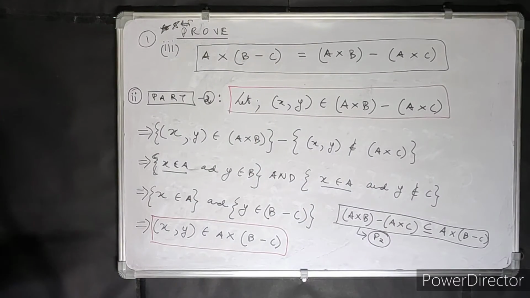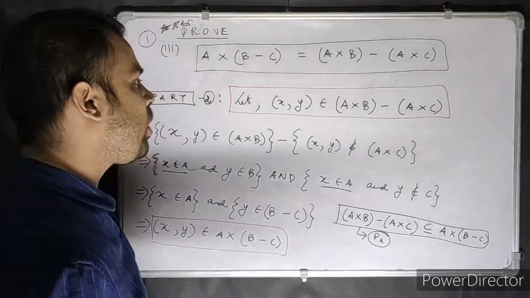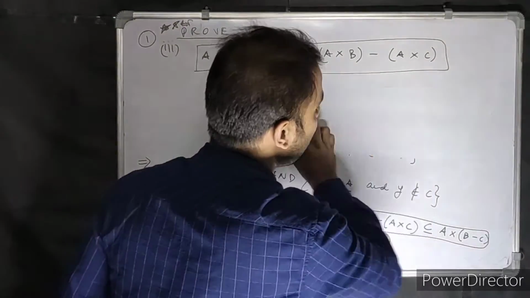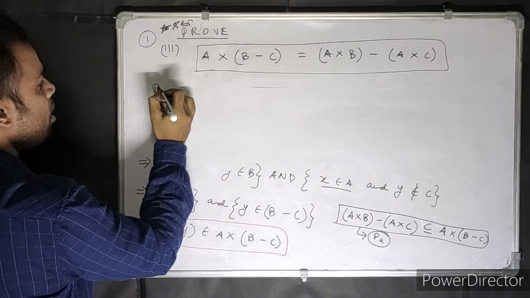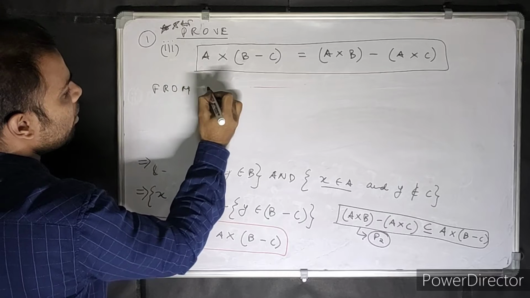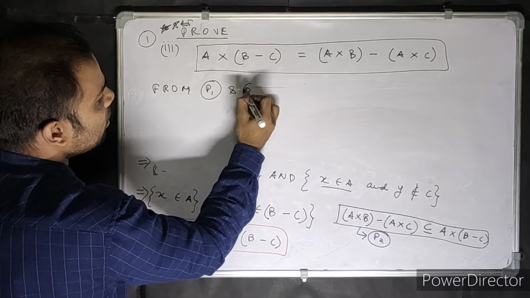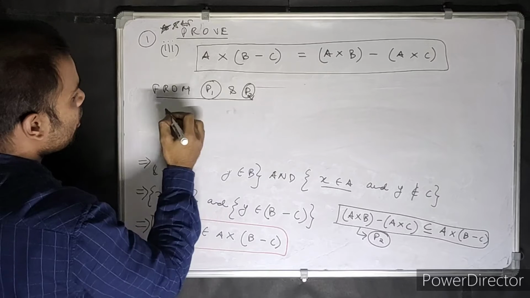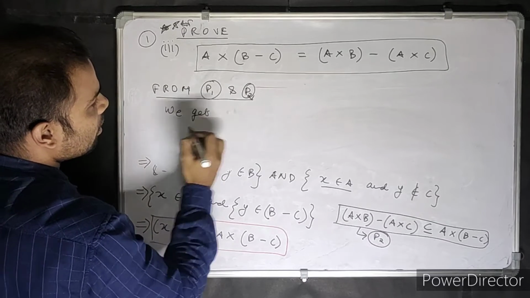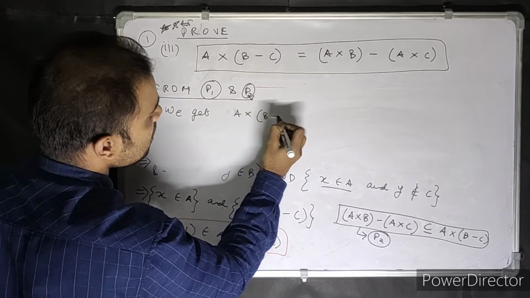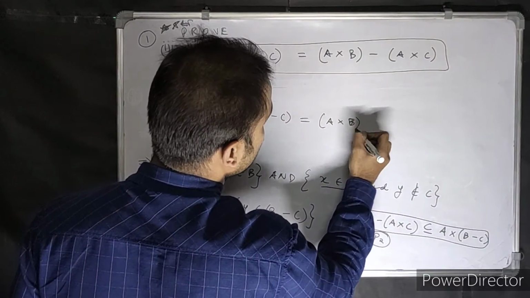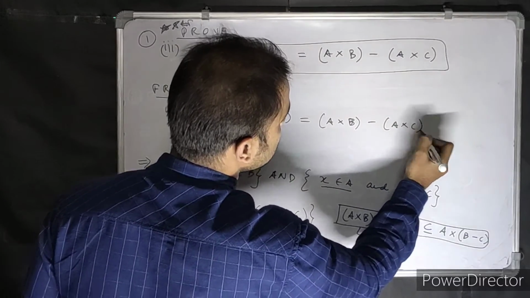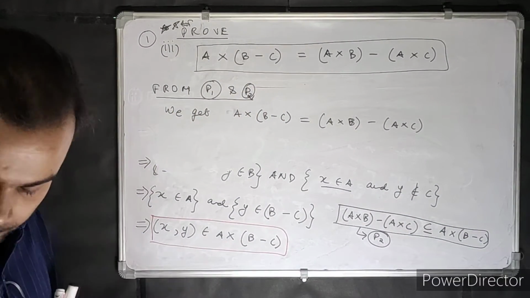What is your next step? Now you have to write from P1 and P2. So you have finished your proving, okay? Your both way proving is done. Now all you have to do is just write this from P1 and P2. We get A cross B minus C is equal to A cross B minus A cross C. So you have proved this theorem also.